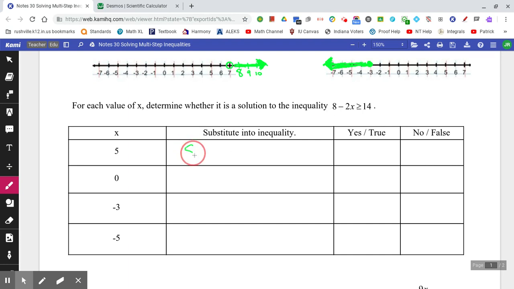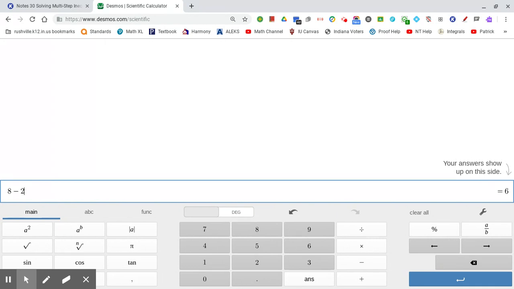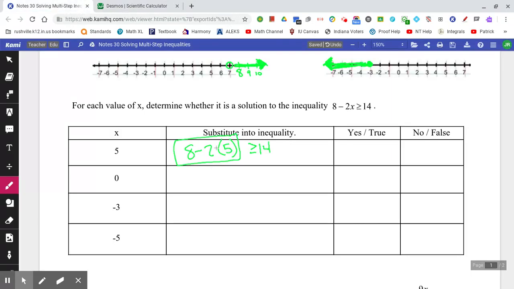So if I take 8 minus 2, I replace x with 5. What I need to see is whether that is greater than or equal to 14. So this is the part that I need to check. And if you're not very good with the arithmetic, Desmos can do this for you. Make sure anytime you substitute you use parentheses, but type in 8 minus 2, and then replace the x with parentheses 5. And over here it's going to tell you whatever that simplifies to. What this simplifies to is negative 2. Is negative 2 greater than or equal to 14? Well, no, that's false.